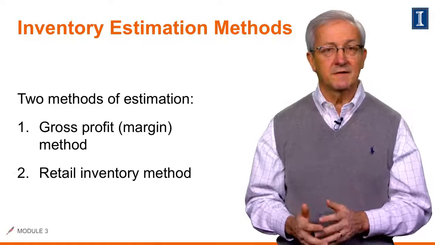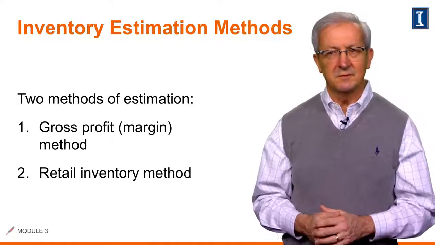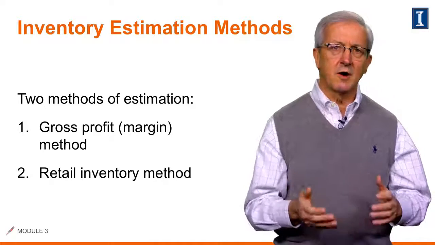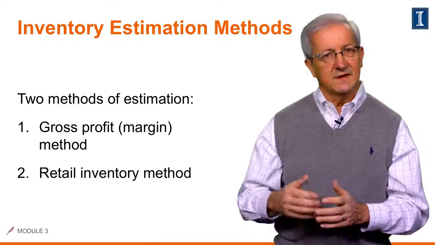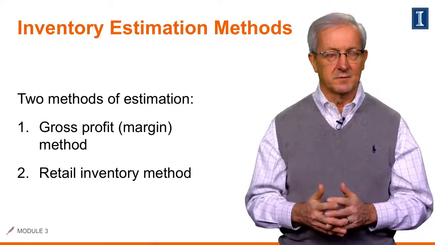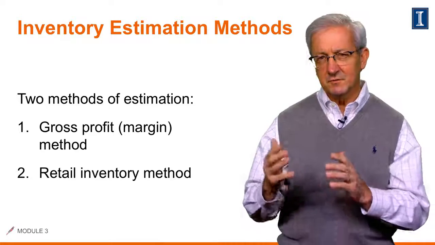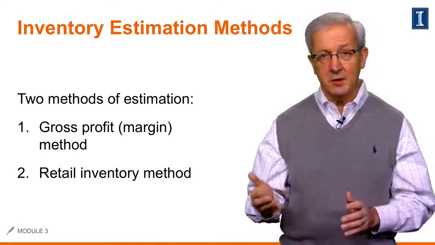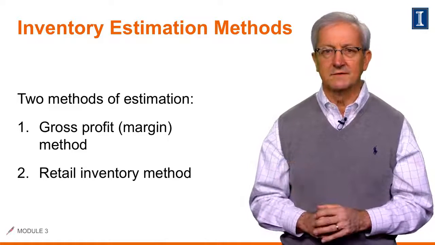So basically we have two methods of estimation. First, we have the gross profit or gross margin method, which basically uses a historical gross profit margin to obtain a cost of goods sold estimate, which then allows us to get to our ending inventory on the balance sheet. Second, we have the retail inventory method, which uses a much more current cost to retail percentage based on those current relationships between cost and selling price.